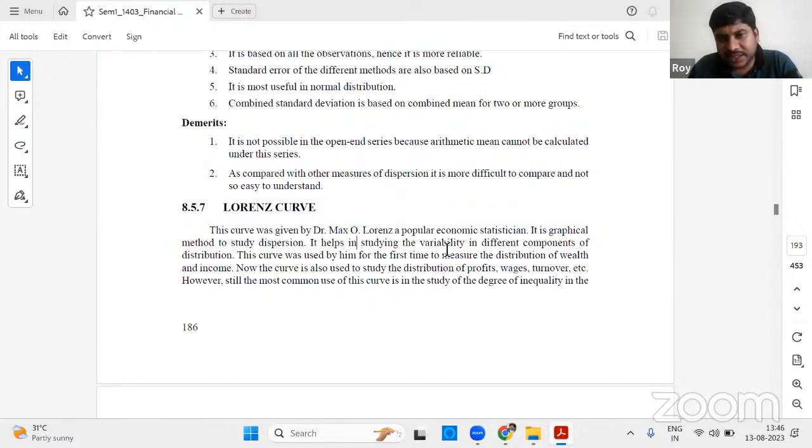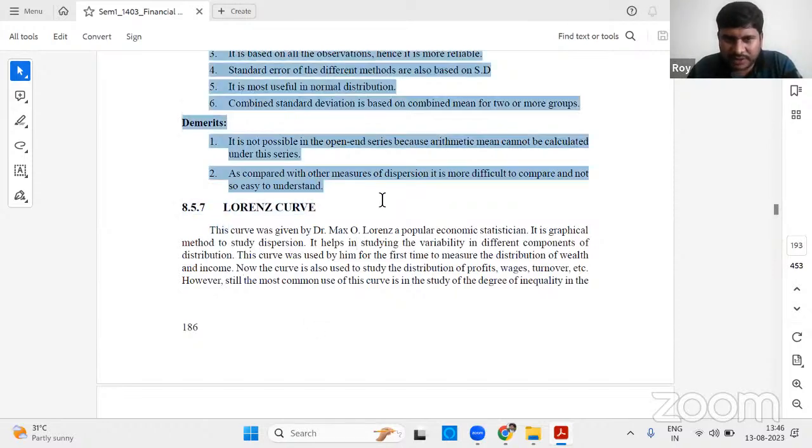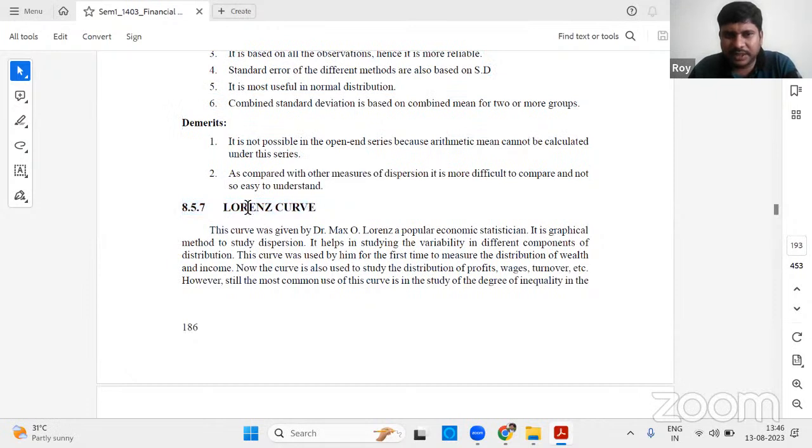Dispersion helps in studying the variability in different components of distribution. When the distribution goes to the different components, we will understand that. And this Lorentz curve we need to understand. Generally, we won't use his name here and there, but we will use the curve directly. But this was given by Lorentz.